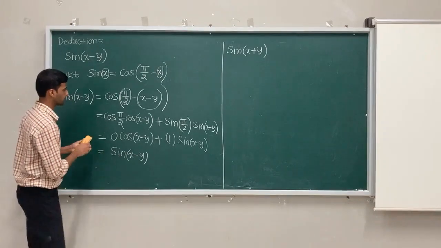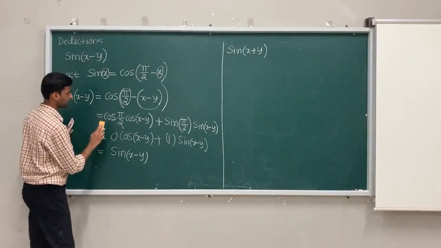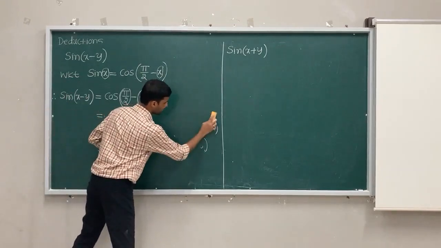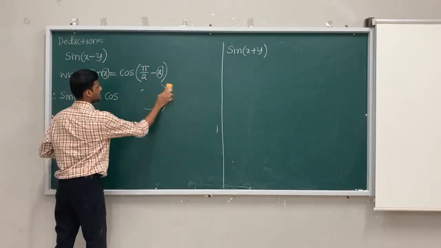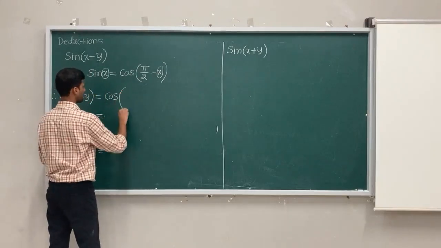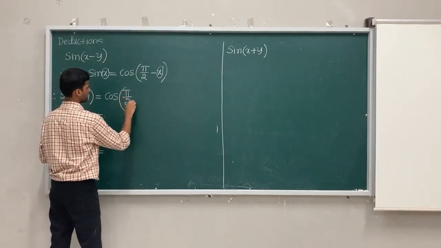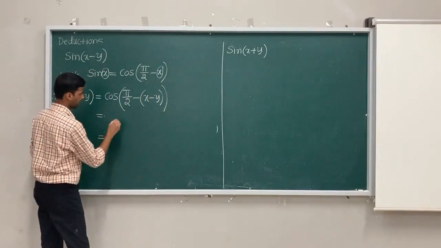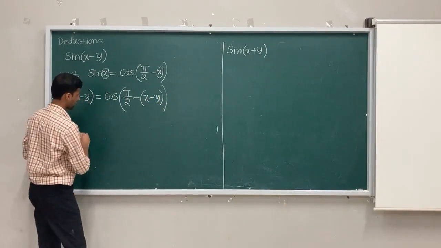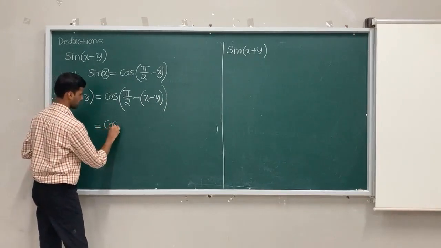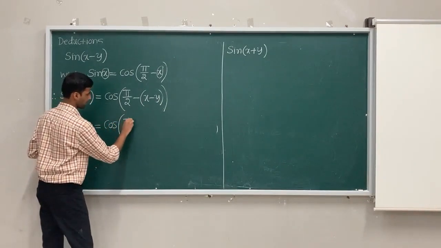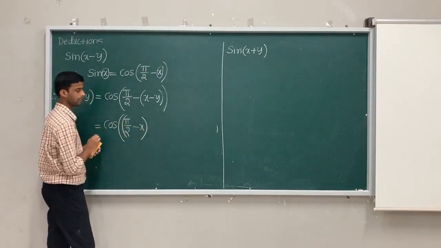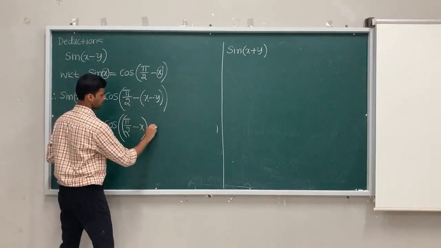So what will we do? We will use one mechanism which makes our work very simple. Instead of this particular method, it is the same, pi by 2 minus x minus y. I will make a group. I will make this cos of pi by 2 minus x, because minus x, minus becomes plus.